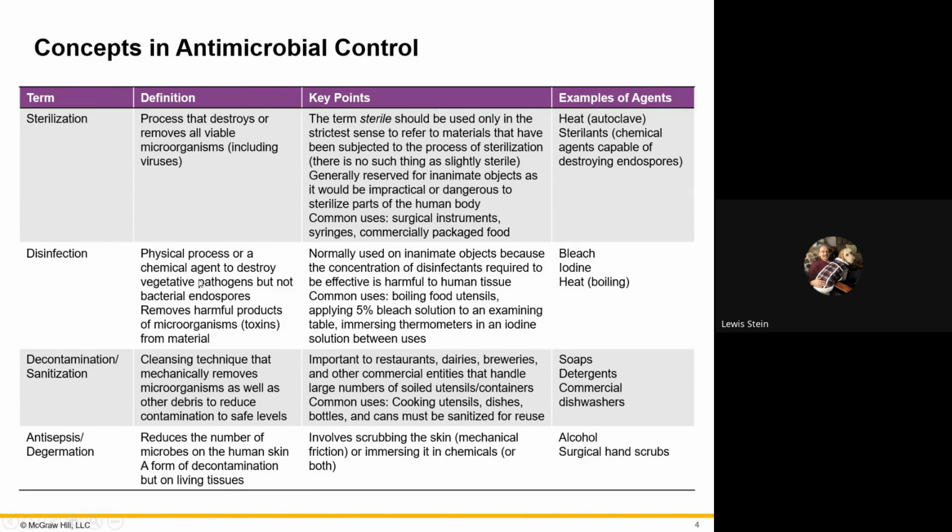Disinfection: a chemical agent or a physical process like heat destroys vegetative pathogens, but not endospores. So it's not as strong. It removes harmful products of microorganisms from material. Bleach is part of that. Typically, different concentrations of bleach and different amounts of time will allow bleach to be used as a sterilant. Iodine, which is probably mislabeled here, because iodine to me is more of an antiseptic. And boiling is one of them, but the most common form of disinfection for a consumable, and I mentioned it before, is pasteurization.